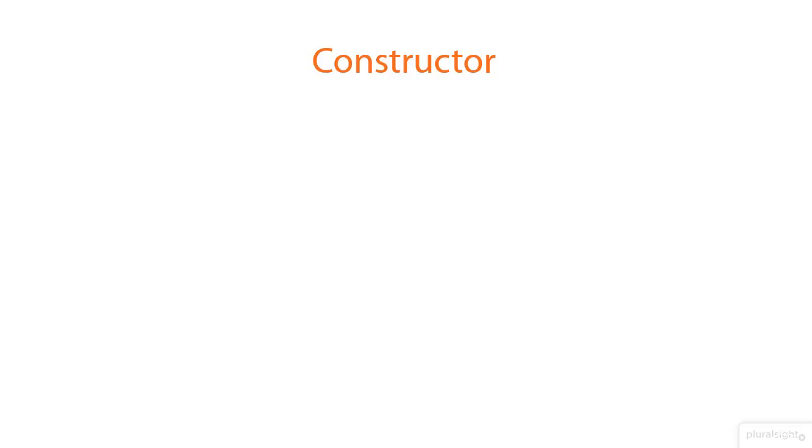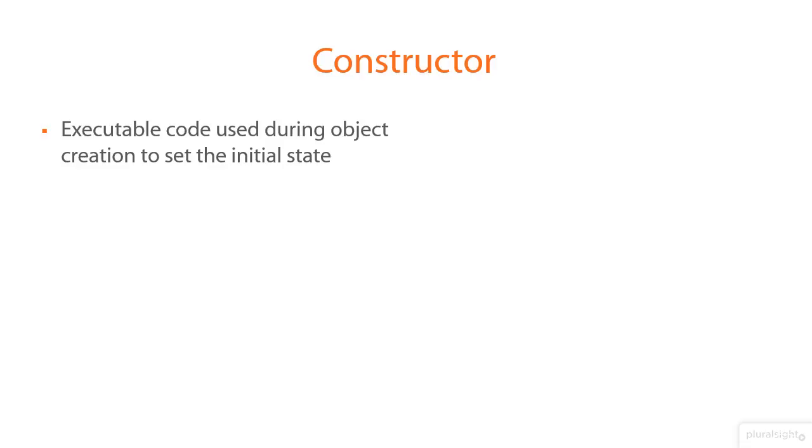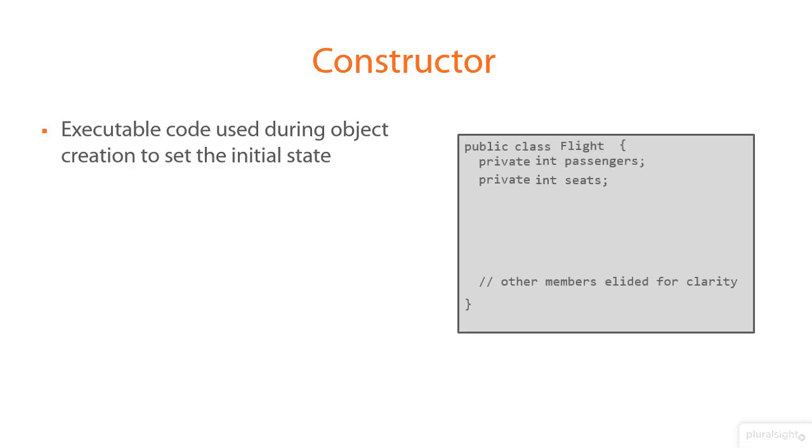We talked about constructors briefly in the last module, and from that we know that a constructor is executable code that's used during the creation of our object to set up that initial state. And remember that we worked with our flight class in the last module, right? And we saw that flight class had a constructor in it.